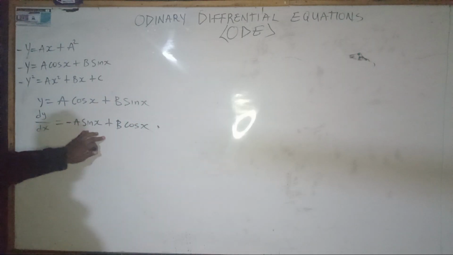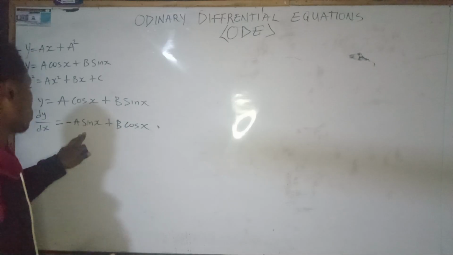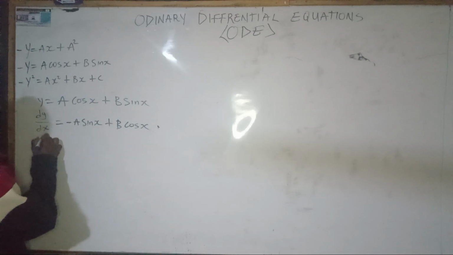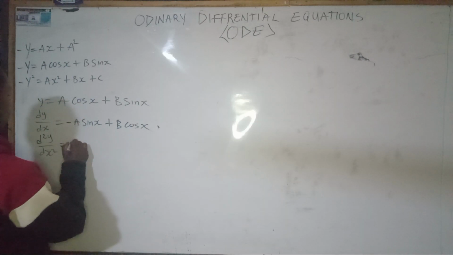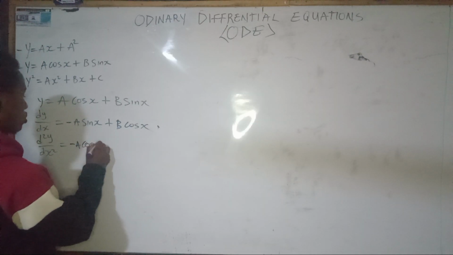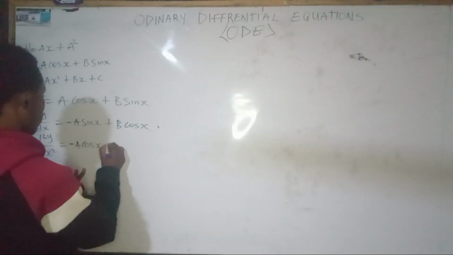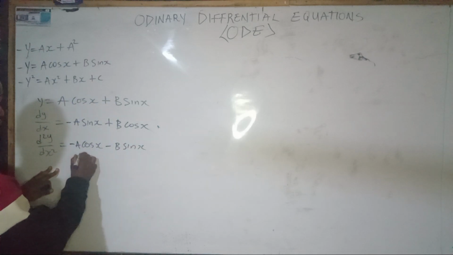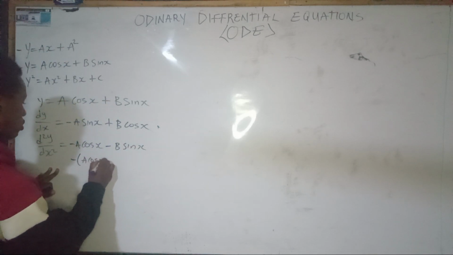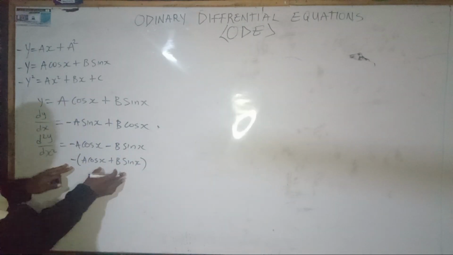So now we cannot yet impute this into this, so we can decide that we want to differentiate this a second time. So we're going to have d²y/dx² equals, differentiate sin x, we get cos x, so we have minus a cos x, and here cos x differentiates to minus sin x, so we have minus b sin x. We can bring our minus outside here, we have minus (a cos x plus b sin x).